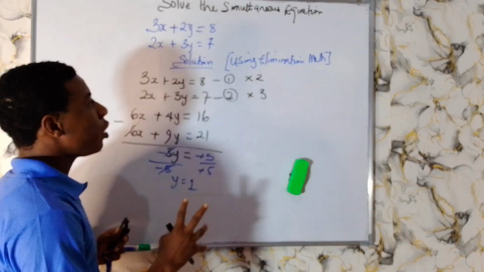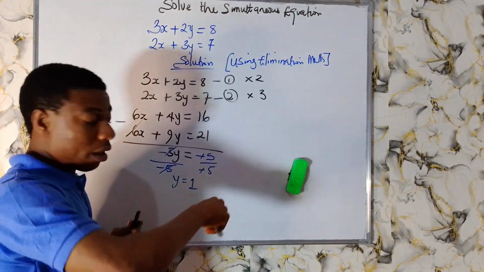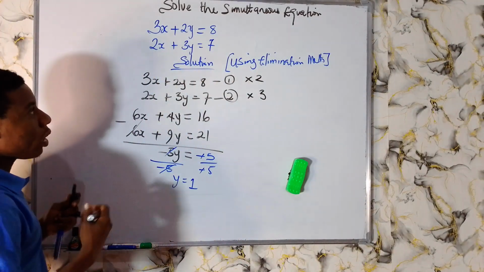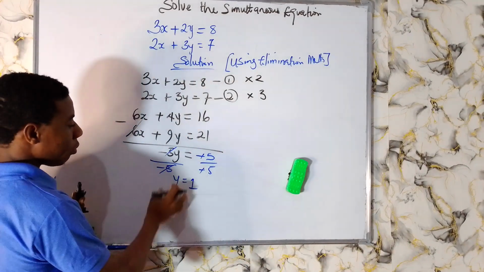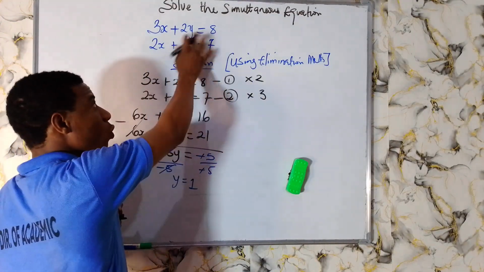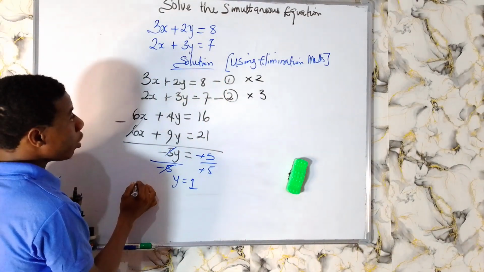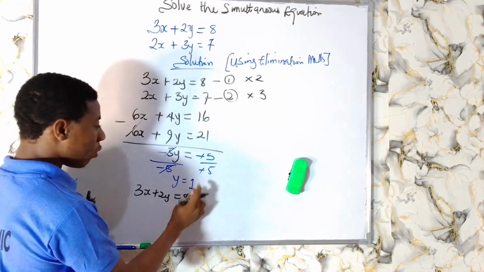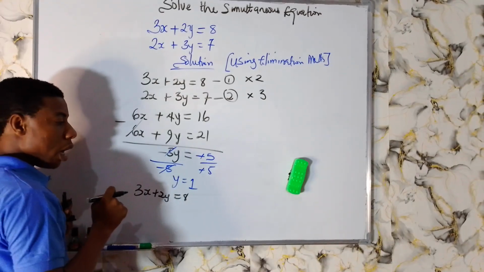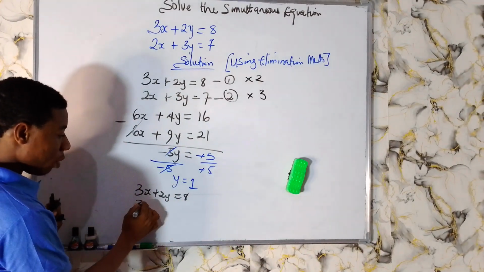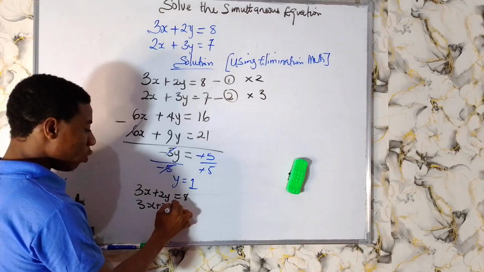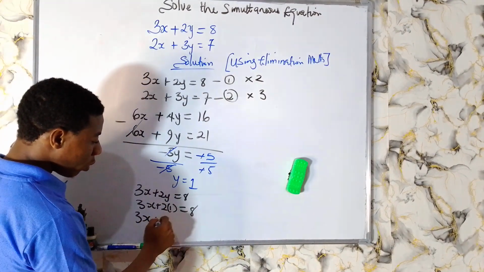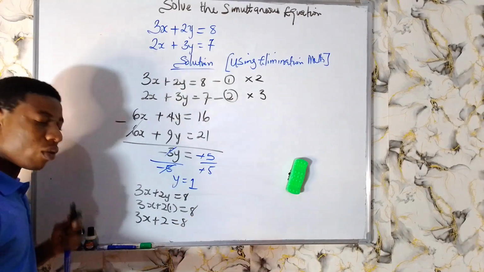We are asked to find the value of the other variable, which is x. The first one is y, and y is 1. So what we are going to do now is substitute the value of y into either of these equations. Let me pick equation 1, which is 3x plus 2y equals 8. Substitute y into any place you see it. So this is 3x plus 2 times 1 equals 8, and 2 times 1 is 2.